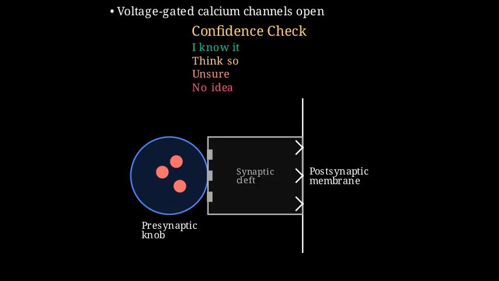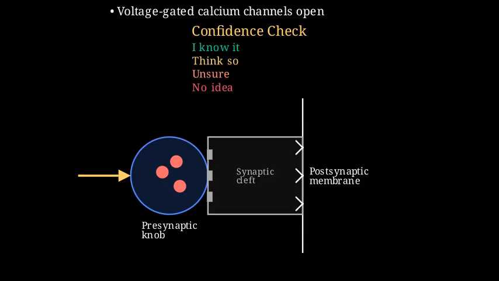Let's start the sequence. Step 1 is the action potential. The action potential is an electrical signal traveling down the neuron. When it reaches the synaptic knob, it triggers everything else that follows. So the first correct event is action potential reaches the synaptic knob.